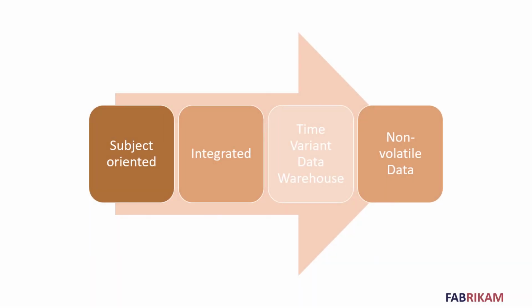Next is the definition of data warehouse based on its characteristics. First is subject-oriented. A data warehouse is designed to help users in making decisions. Second is integrated. A data warehouse is designed to integrate several different data. The integrated data will be more consistent, so it will be easier to understand for the decision maker.